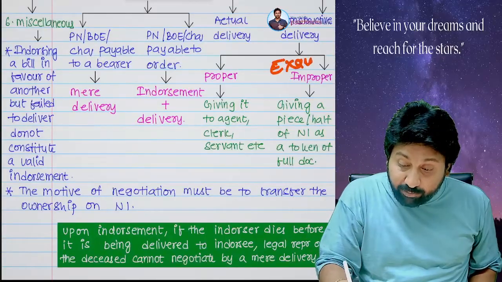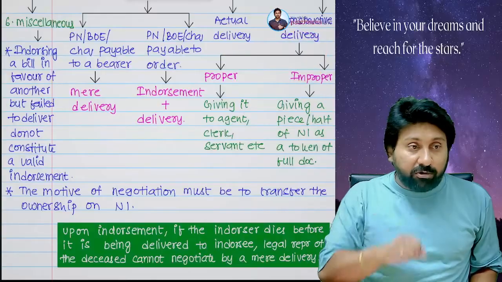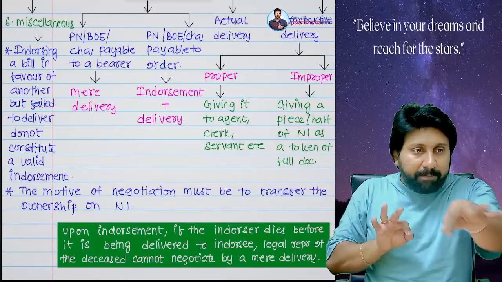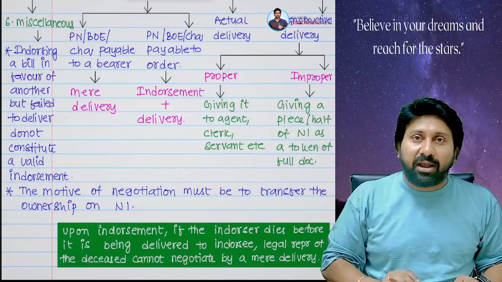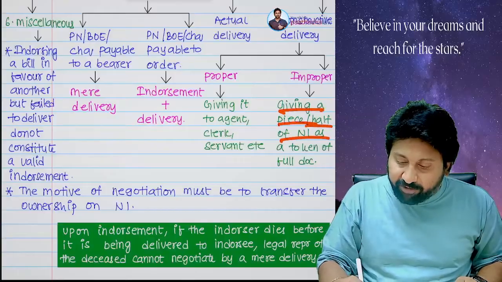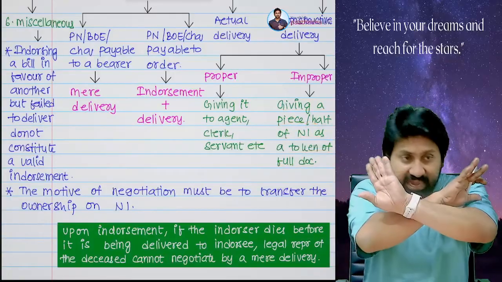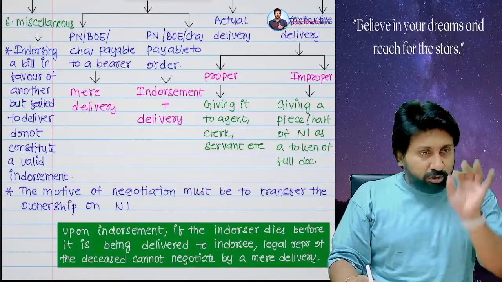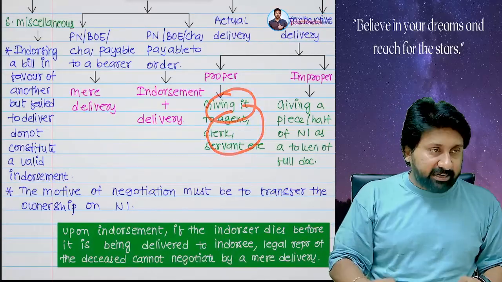This was an exam question. Do you know what question the examiner asked? A person has written a bill. He tore one piece of the bill and gave the counterfoil to another person. Is it a negotiation? No. Giving a piece or half of a negotiable instrument as a token of the full document can never become proper negotiation. You should give the full document to the agent or servant, etc.